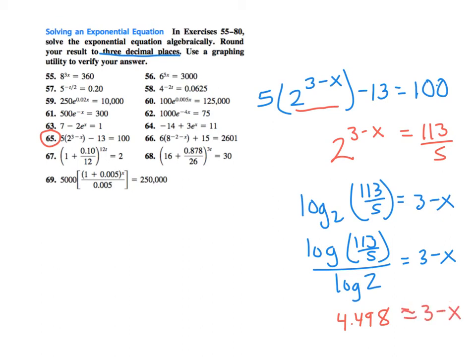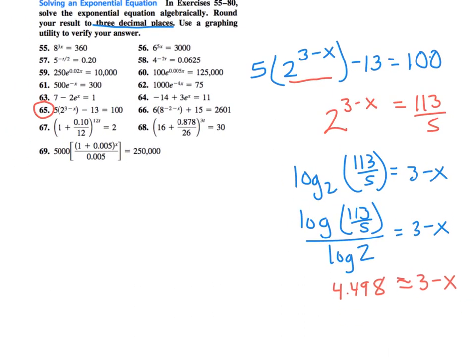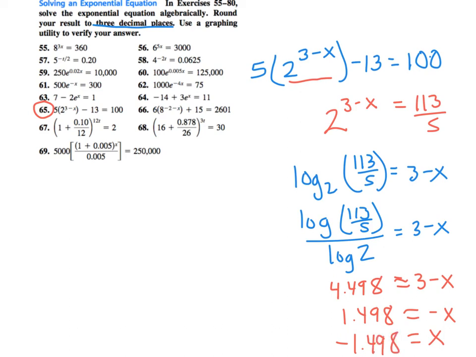So I'm going to subtract 3 from both sides. And if I subtract 3, I'll have 1.498 is approximately negative x. So x is approximately negative 1.498. And that is it.